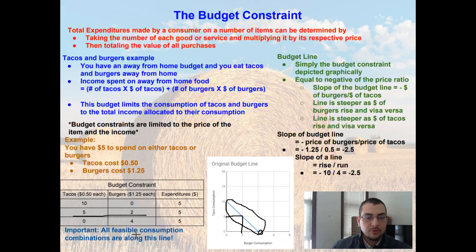So all feasible consumption combinations fall along this budget line. The slope of this budget line is equal to the negative of the price ratio. That price ratio is also determined back over here, and it's used in determining this budget constraint table.